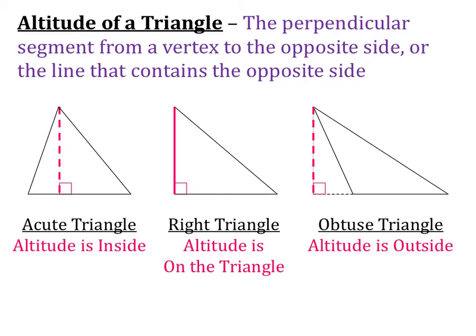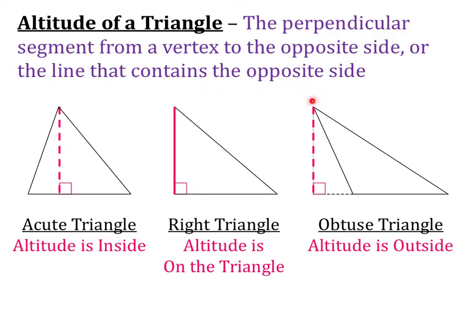On a right triangle, we will find that the altitude is actually on the triangle, because the perpendicular line from the vertex to the opposite side is the leg of the triangle, so it's already a piece of it. And then last, if you have an obtuse triangle, the altitude is going to be on the outside. So this is what it means when it says the line containing the opposite side.